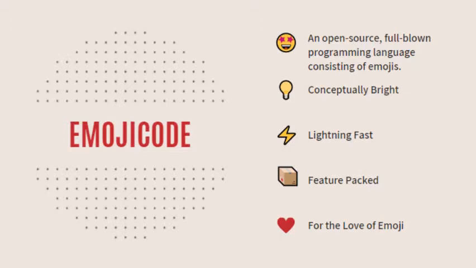Emoji code is an open source, full-blown programming language consisting of emojis, of course, and it is a conceptually bright language that is a multi-paradigm language. Emoji code features object orientation, optionals, generics, closures, and protocols. It is lightning fast, that is, it compiles to native machine code using lots of optimization that make your code fast. Feature packed, emoji code comes with a comprehensive set of default packages and you can easily write your own.